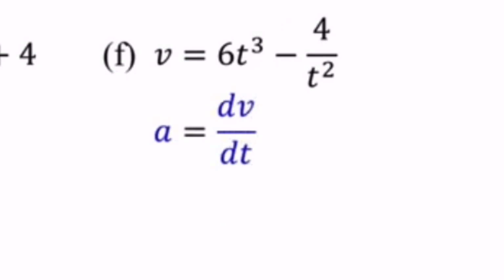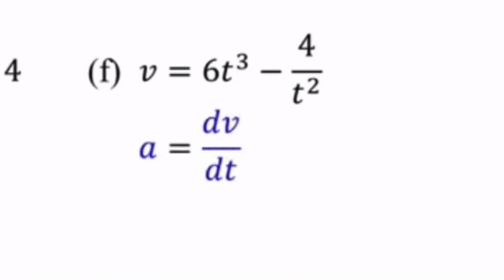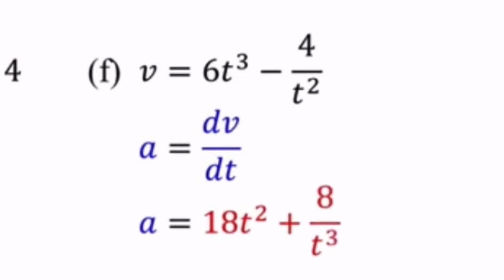F, we will actually do again 3 times 6 will be 18t squared, and 4 minus 4t^-2, so we will get actually plus 8 over t cubed. So be careful again because the power is negative. So normally we need to convert -4 over t squared as -4t^-2 before we differentiate. Alright, so be careful when the power is negative.